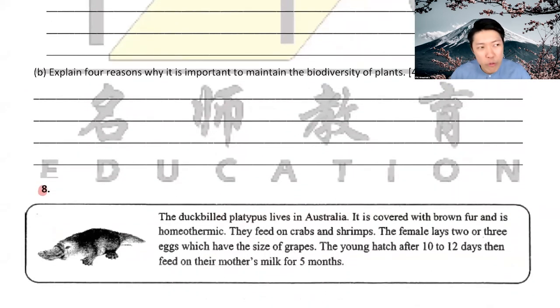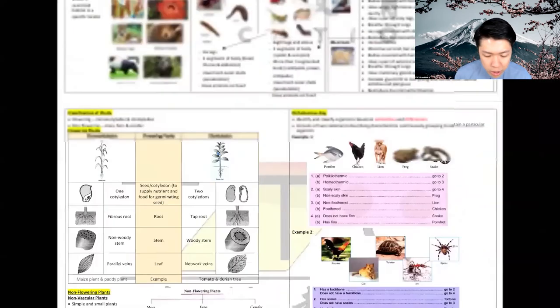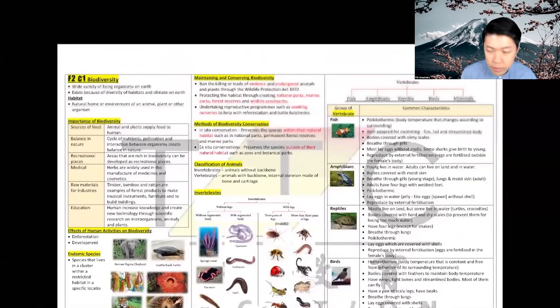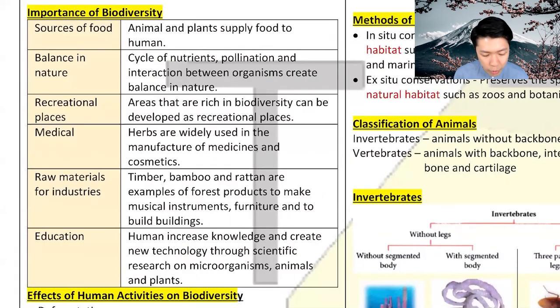B. Explain 4 reasons why it is important to maintain biodiversity of plants. Oh, suddenly so serious, this kind of question. Okay, this is from here, my friends. Importance of biodiversity. So we will focus on plants only. So for example, are plants very important for food? Yes, plants are a supply of food to animals and humans. So plants are a supply of food to living things.